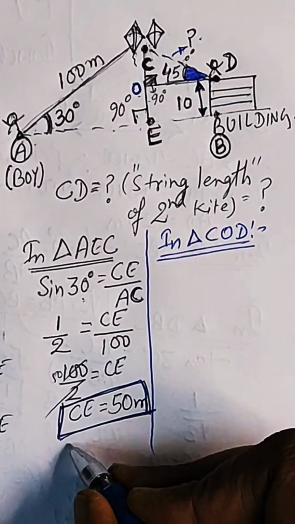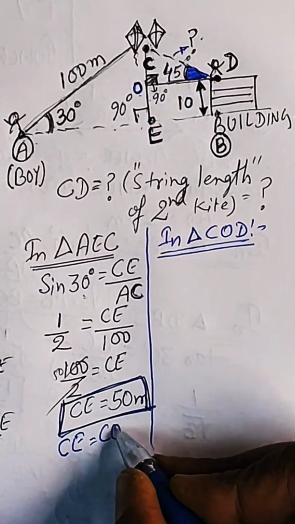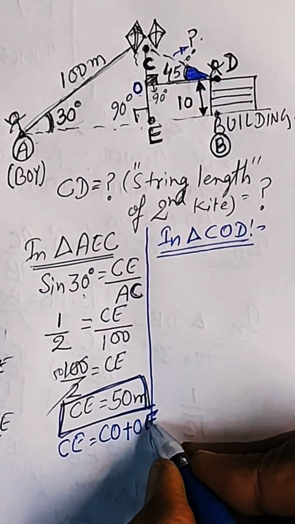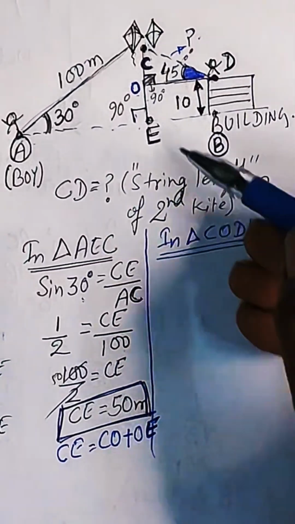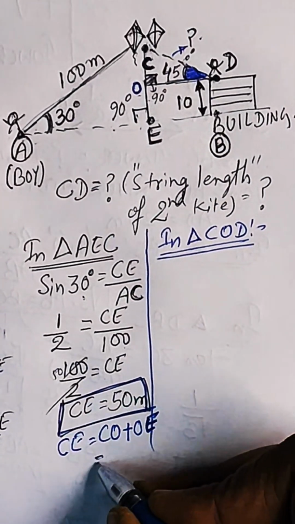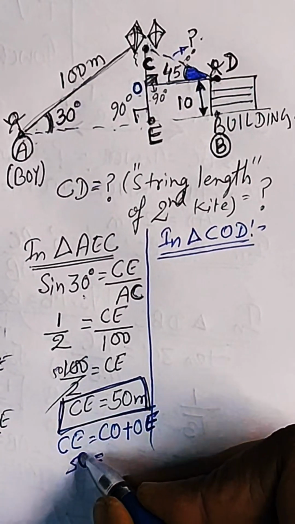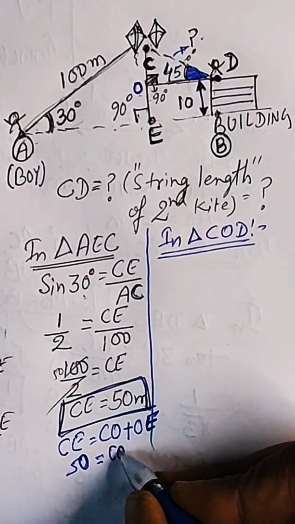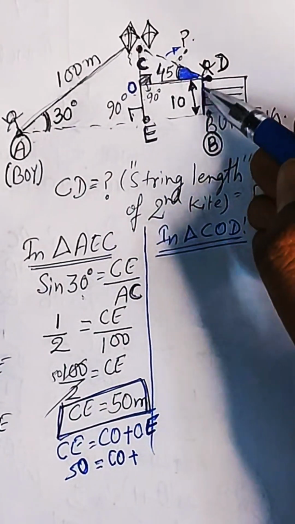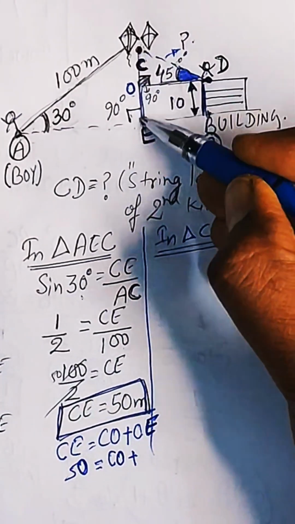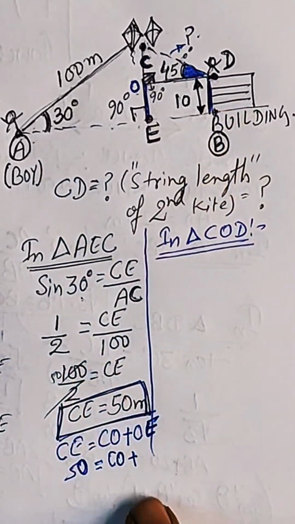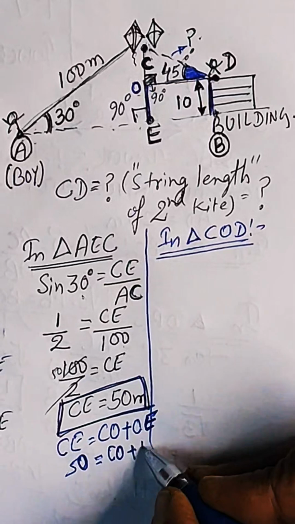Can't we write over here CE as equal to CO plus OE? Tell me, will it happen or not? If the height of the building is 10, then OE is also 10, right? Then here we can write CE as 50 and CO as a variable and OE the building height. OE is the same height as this building is having. So if the building height is 10, OE is 10. So put up the value of OE over here. So it will be 10.